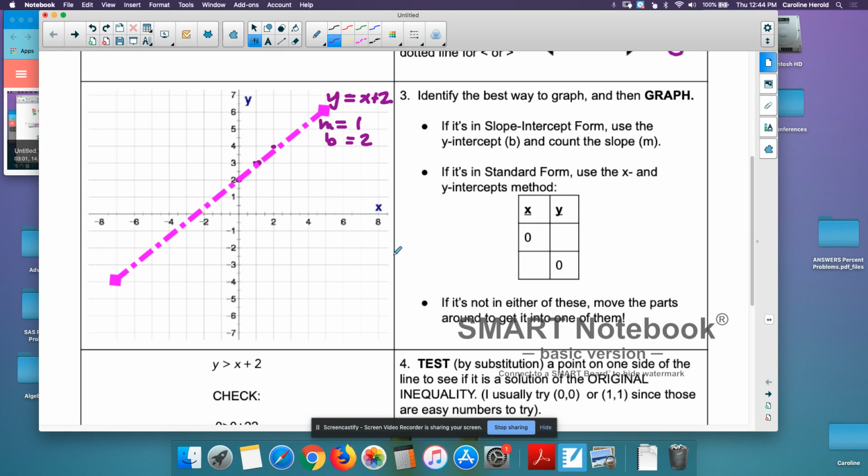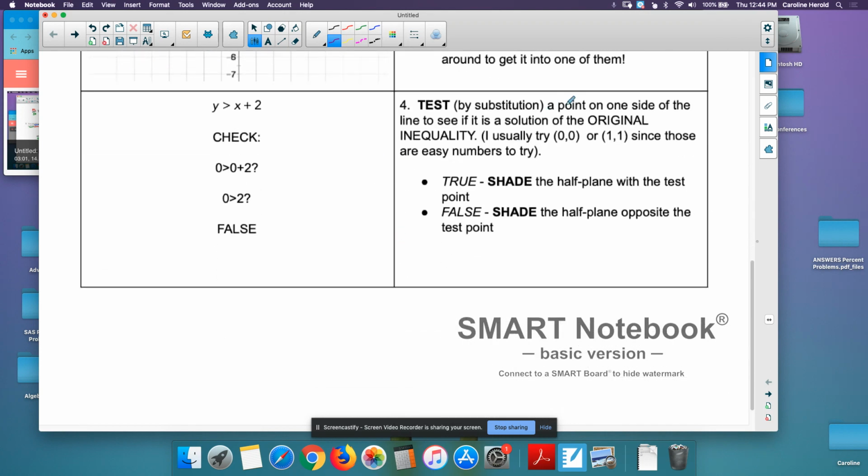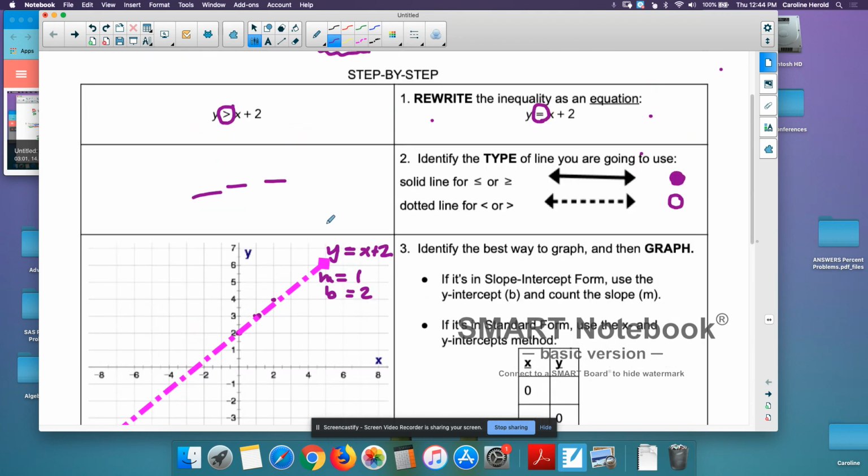Next thing I have to do is, after I've graphed this, it says to test a point. Now the reason I have to test a point is you'll notice that this graph now is split into two sections. That line is a boundary. Either the points over here are going to work or the points over here are going to work in this inequality. So an easy thing to do would be to test a point, see if things over here work or see if things over here work.